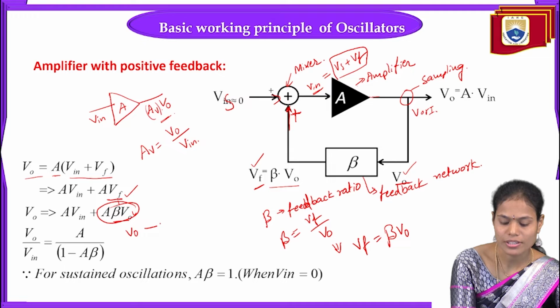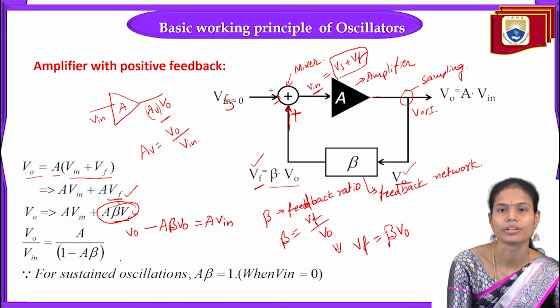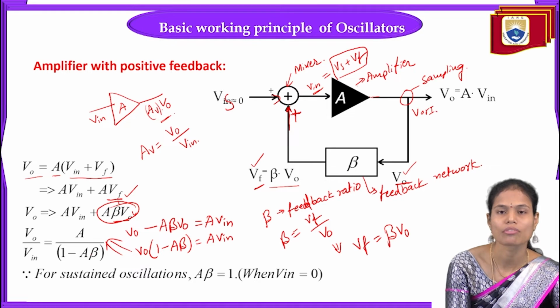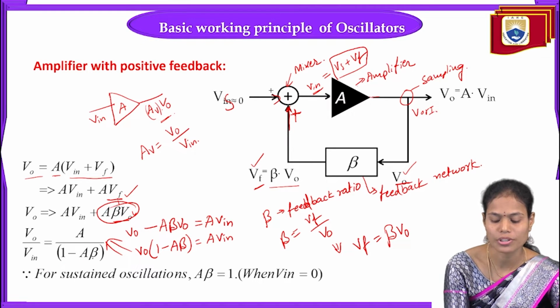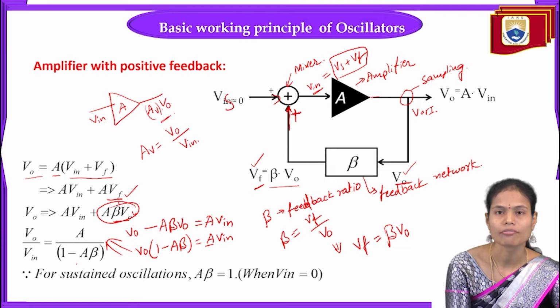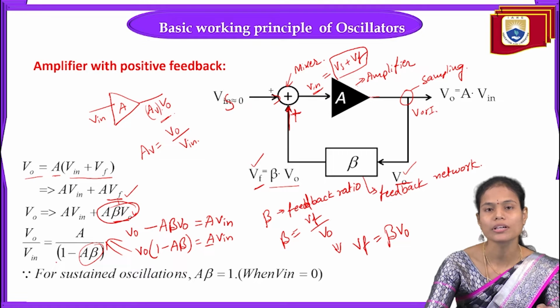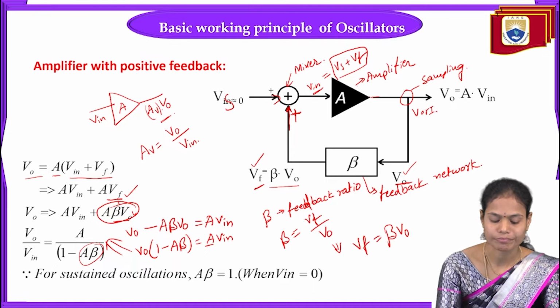V0 minus A beta V0 is equal to A into V. Take V0 common here, that is 1 minus A beta is equal to A into V. So from this we can write the ratio of output voltage by input voltage is equal to A by 1 minus A beta, where A beta is nothing but the open loop gain here.